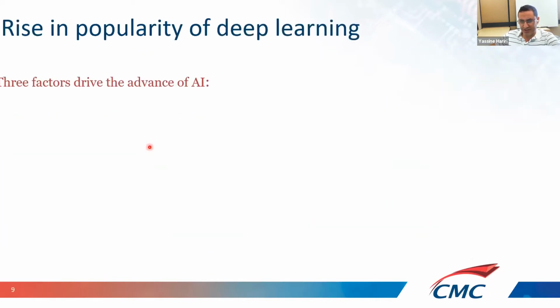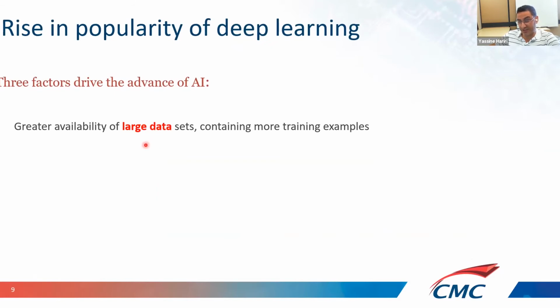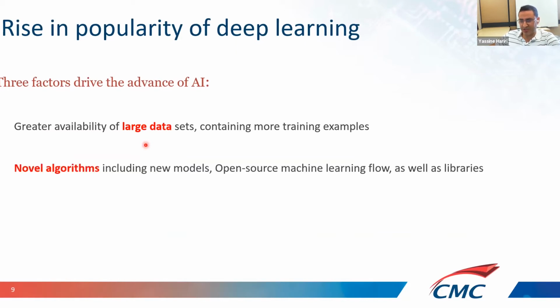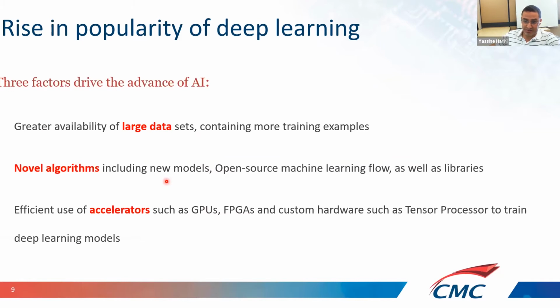So let's look at the key drivers that advance AI. First of all, the great availability of large data sets containing more training examples. You can go to ImageNet or Kaggle and you have large data sets for different areas, and you can start using them, training your neural network. This is the first driver. The second one is novel algorithms, including new models and open source machine learning frameworks such as TensorFlow and PyTorch, and these are accelerated in GPUs, FPGAs, and custom hardware, such as tensor processors, to train deep neural networks.